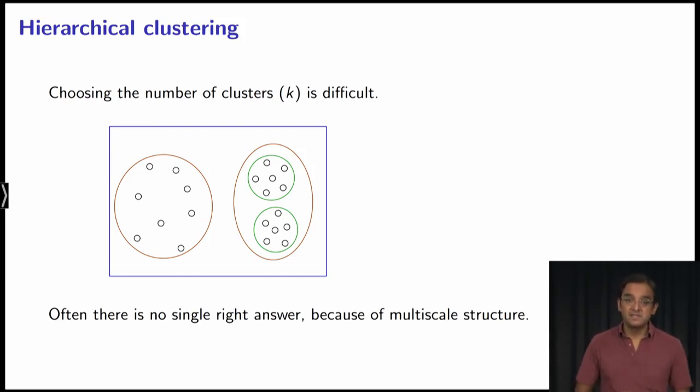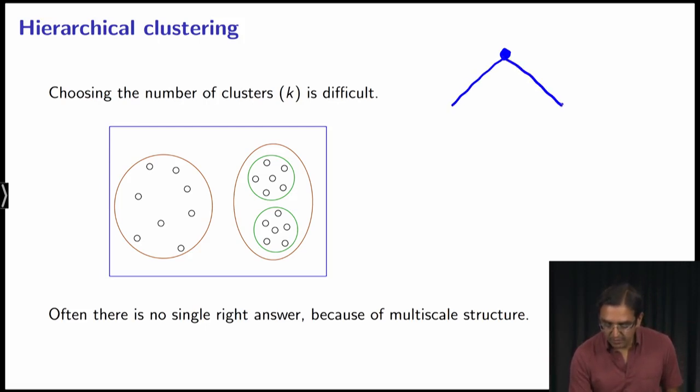There's often cluster structure at multiple different levels, and a hierarchical clustering lets us capture all of these different levels simultaneously. The way a hierarchical clustering is usually depicted is as a tree. So at the top, there's a single node that is one cluster containing all the data points. In this case, it would split into two, where you have the cluster on the left and the cluster on the right. The cluster on the right splits into two again.